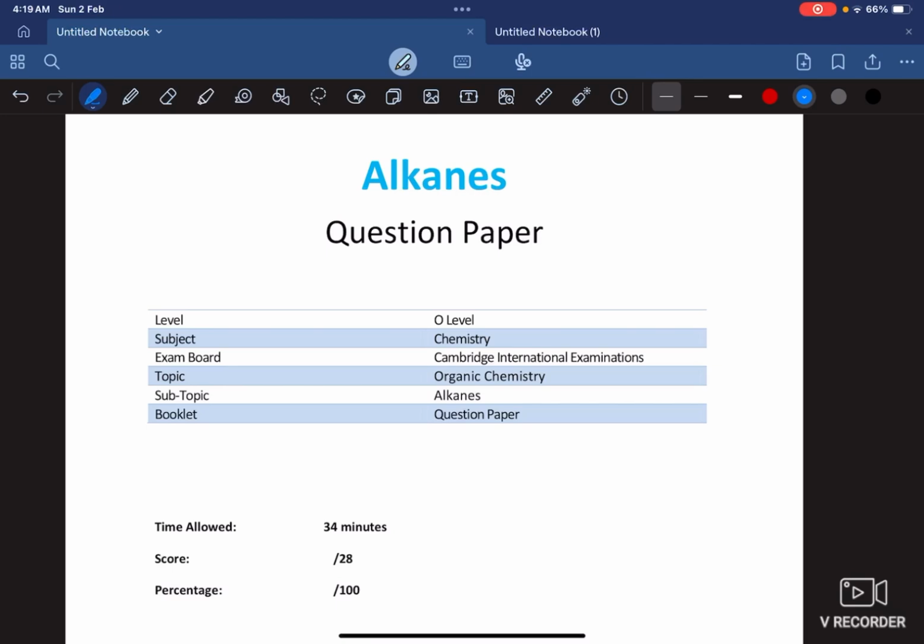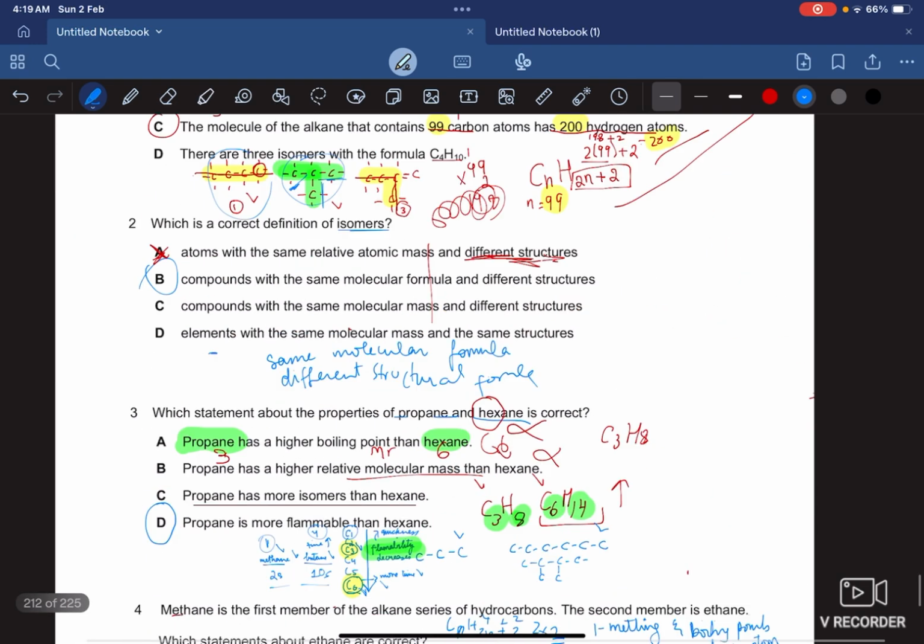Organic Chemistry O-Levels IGCSE Alkanes, and we're going to be solving a bunch of MCQs, and we're going to spot the difficult questions, and I'm going to explain the difficult concepts to you guys. So let's get started with this paper.